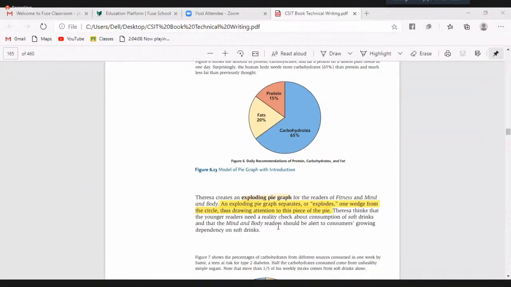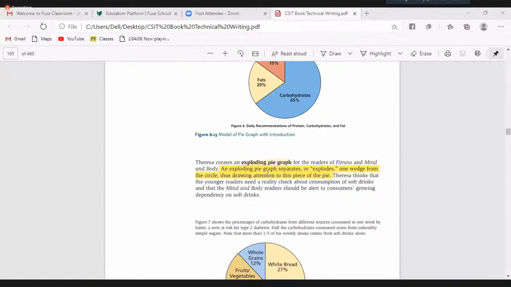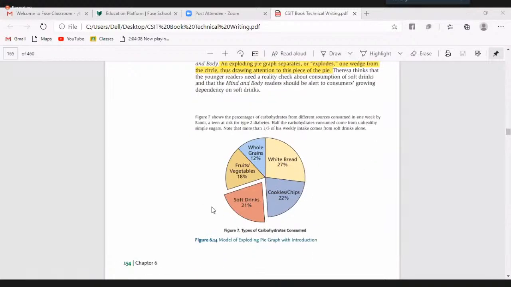Then here is the exploding pie graph. An exploding pie graph separates or explodes one wedge from the circle, thus drawing attention to this piece of the pie. Drawing attention to this piece of the pie. So now see, wedge. Do you know wedge? So see, this is called wedge. Here, this piece is called wedge. This piece is called wedge.